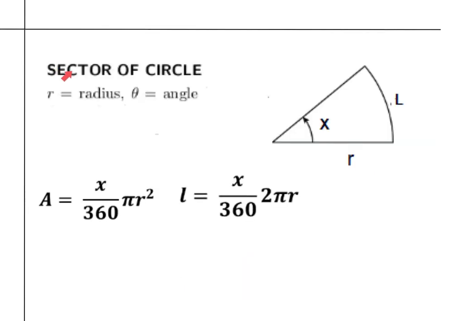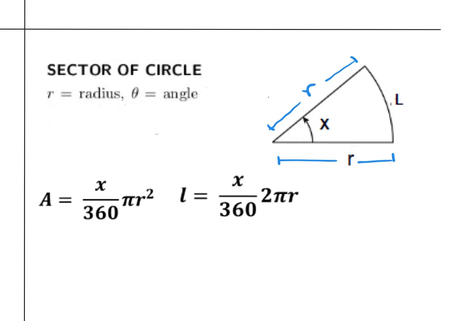Now this rule is important. Sector of a circle. If we have a circle, this is the radius R of the circle and this is another radius of the circle. This shape, which is bounded by 2 radii and an arc, is called a sector. And this angle is called the central angle for the sector.